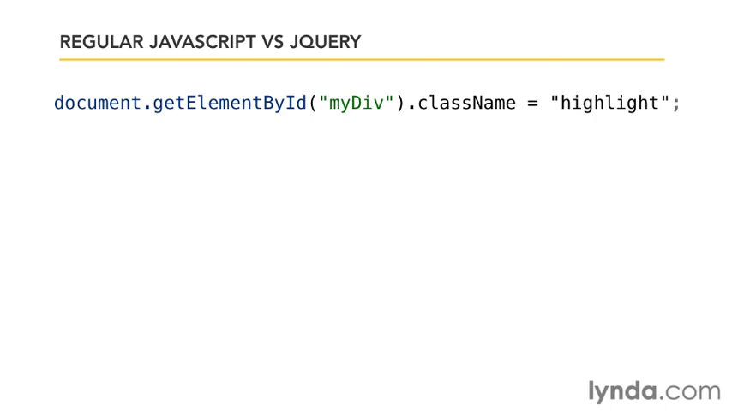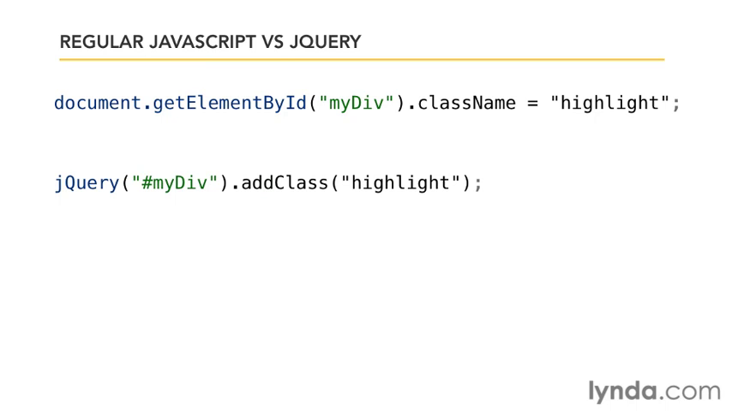With jQuery, I might write this instead. The word jQuery with a lowercase j and an uppercase Q. In the parentheses here, I'm using the number sign or pound sign or hash sign, depending on which country you're from, and then my div to indicate that this is an ID. This is the same way we do this in CSS. And then a dot, and then addClass highlight. So you might think, well, so what? A little less code, big deal. But here's where it gets interesting.